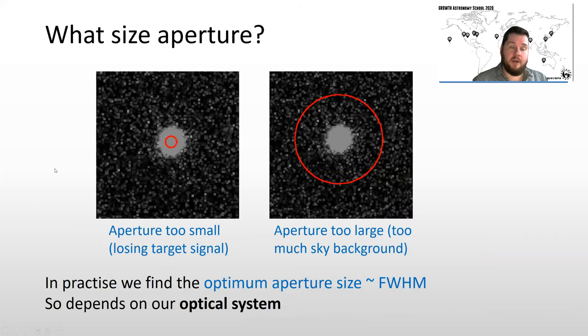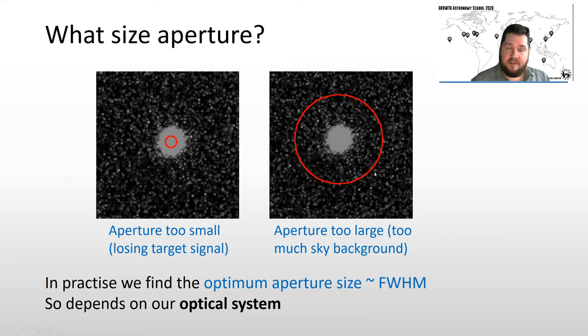So what size aperture? Well, you can sort of eyeball it and see what's about right. It's clear that what is about right is something that's going to get most of the flux from the target and minimize the contribution from the sky. So in this case, the aperture is clearly too small. We're going to lose target signal here. If we add up all of the photons from the target inside this circle, there's a lot of signal from the target that I'm throwing away. So that's not good. It's minimizing the signal in my signal-to-noise equation.